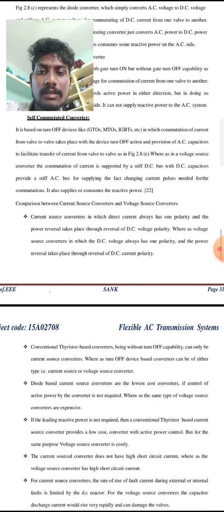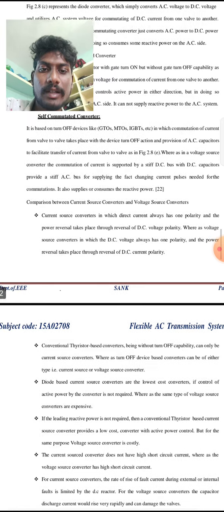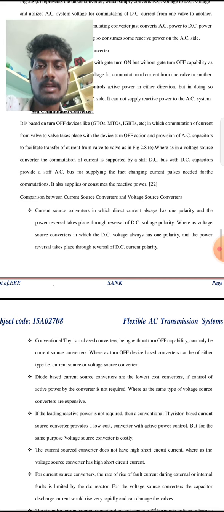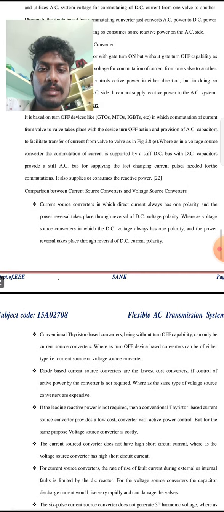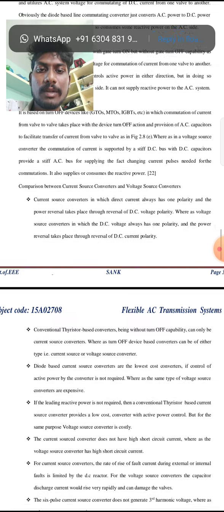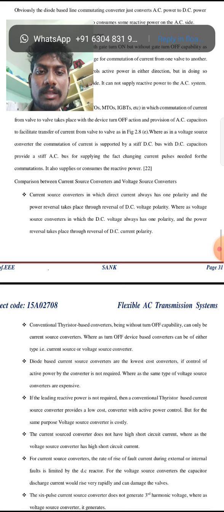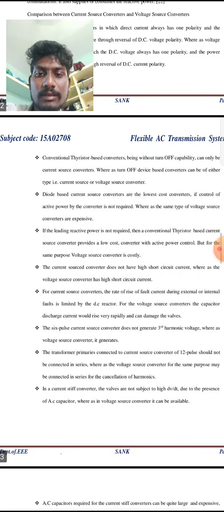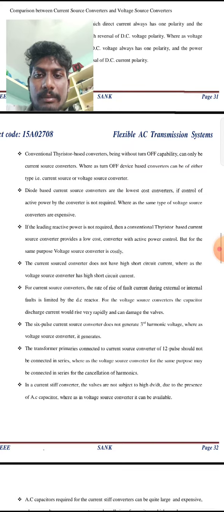Comparison between current source converters and voltage source converters, and their differences. In current source converters, the direct current always has one polarity and the power reversal takes place through reversal of DC voltage. Whereas in voltage source converters, the DC voltage always has one polarity. The power reversal takes place through reversal of DC current polarity.